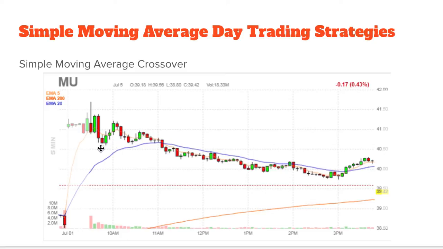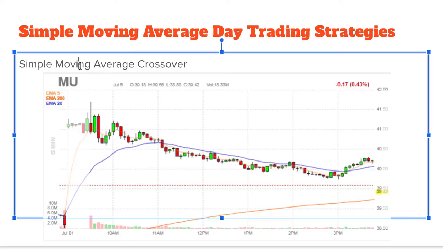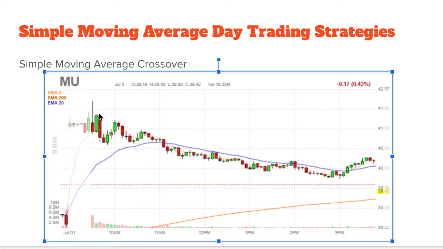Same scenario, same MU chart. If you want to trade the moving average crossover strategy, you take a look at the stock gapping up, right? You don't really go short. You don't go short. You only go short once the 5 SMA crosses the 20 EMA.